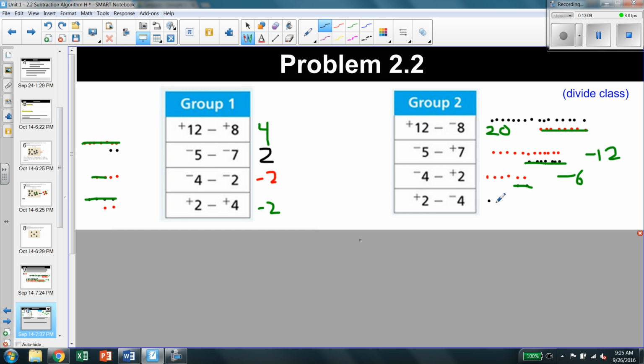All right. We have 2 positives and we want to take away 4 negatives. Can't do that. So 1, 2, 3, 4. And my positives, 1, 2, 3, 4. Take those negatives away. What are we left with? 6. Positive 6.